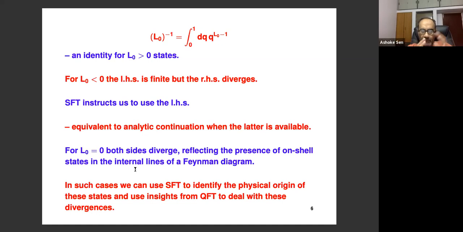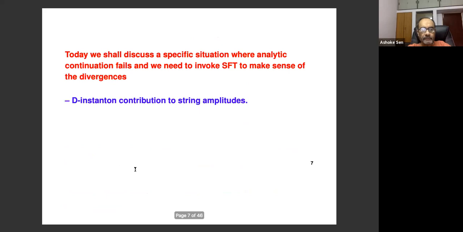So that's the general philosophy that we are going to follow in these lectures. What we are going to discuss today is a specific situation where analytic continuation fails, and we need to invoke string field theory to make sense of the divergences. These involve D-instanton contributions to string amplitudes. So what I'll do now is describe what the problems are in dealing with D-instanton contributions to string amplitudes, and then how to resolve them.